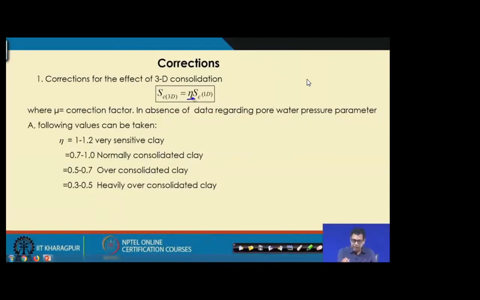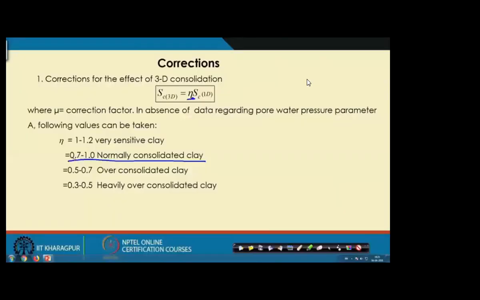So, what is the range of this correction factor for different clays? For normally consolidated clay, it is 0.7 to 1. We first calculate the consolidation settlement considering the 1D equation, then we multiply with this correction factor to convert it for the 3D problem. This is for normally consolidated clay, this is for over consolidated clay, and this is for heavily over consolidated clay. And then, if we have the pore water pressure parameter A.